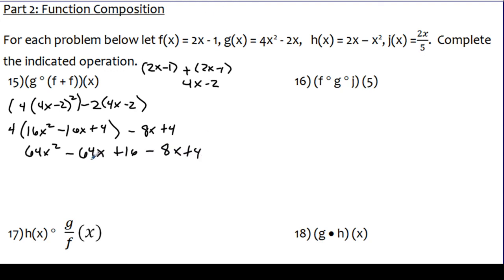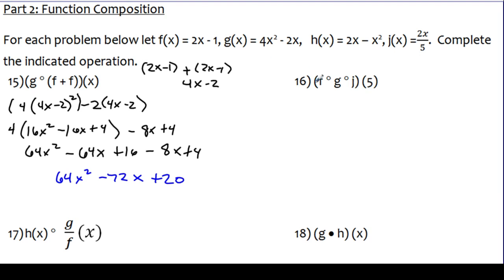Okay, and now I can just combine like terms. So I'm going to say 64x squared is my only x squared. Okay, negative 64 minus 8 looks like negative 72x. 16 plus 4 is 20. So I would say f plus f composed into g of x is going to be 64x squared minus 72x plus 20. Okay, next problem.